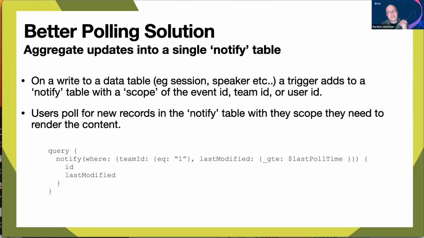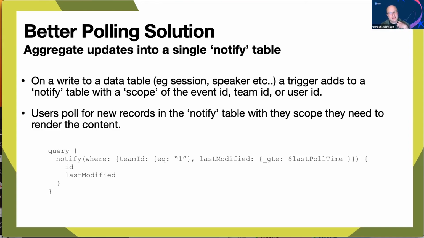Say when the user writes to a session or a speaker, a Postgres trigger fires and writes into just one table saying this record has changed. And the record that gets written into that table has a scope. So users that belong to this team, or they're looking at this event, or they are this user, might need to know this record's changed.